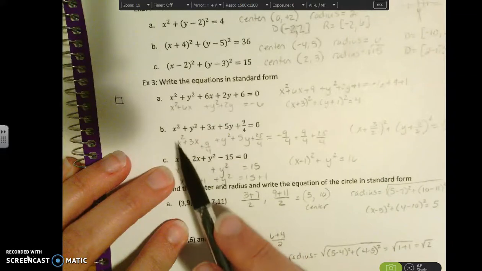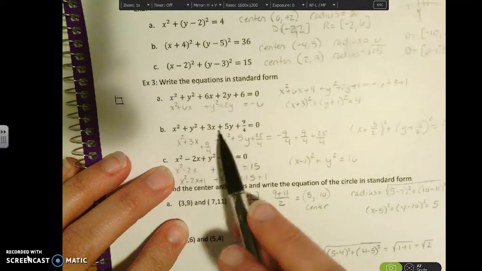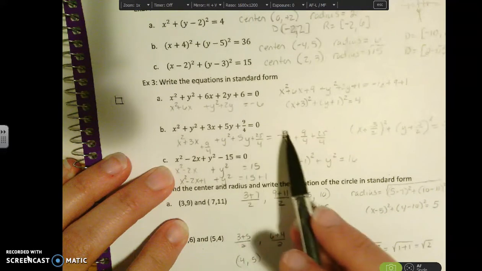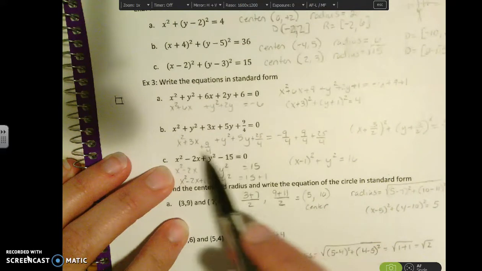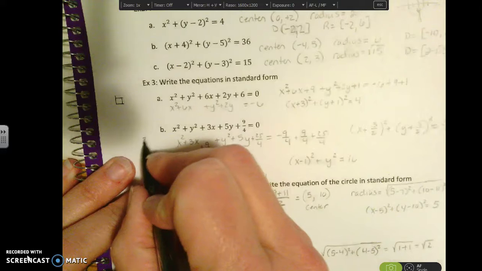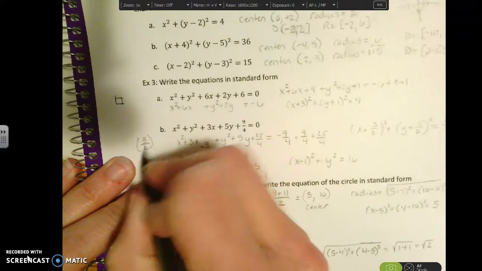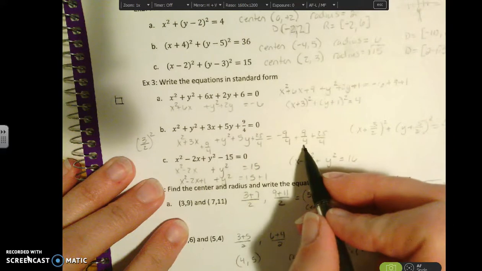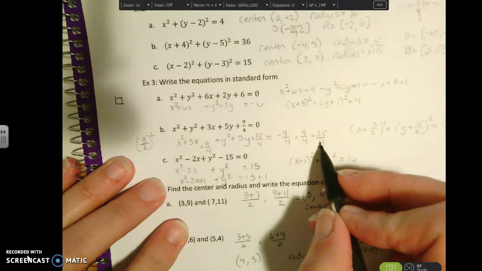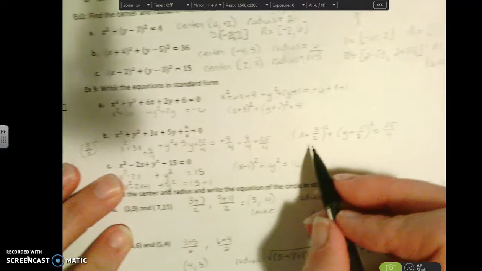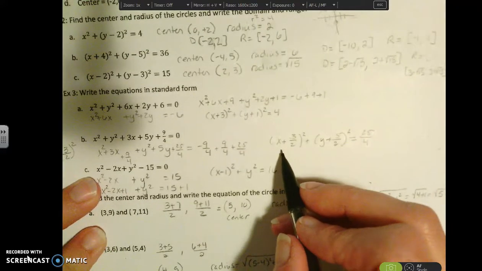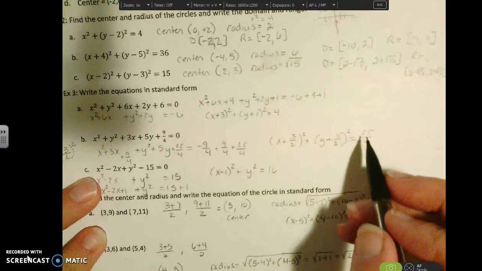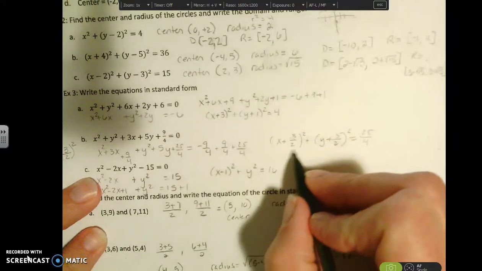This one's not quite as pretty, but I can still do it. I group together the x squared and the 3x, and I group together the y squared and the 5y, and I move the 9/4 to the other side. When I complete the square, half of 3 squared is 9/4. Half of 5 squared is 25/4. So I had to add 9/4 and 25/4 to both sides. And then factoring my perfect square trinomials, I end up with (x + 3/2) squared plus (y + 5/2) squared equals 25/4.